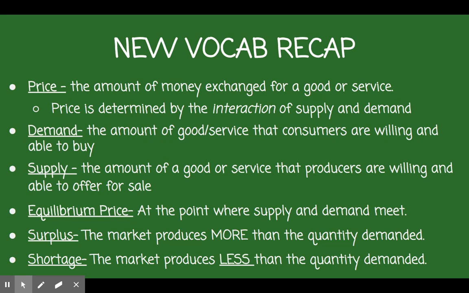Shortage, we're all very familiar with right now. The shortage is that the market is producing less than the quantity demanded. We want more stuff. And that's really it. So now, next time you go to the store and you see a price tag on something, you'll know that that price was created by the interaction of supply and demand, and that when you purchase that, you, as the buyer with the law of demand, are happy with that price, and the seller, they're pretty happy that you purchased their product.